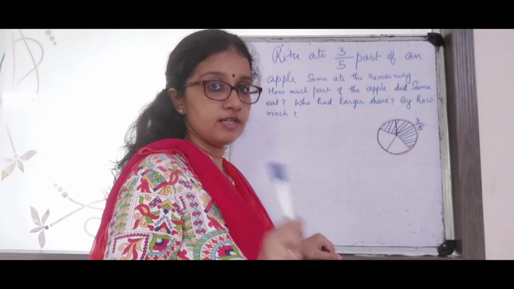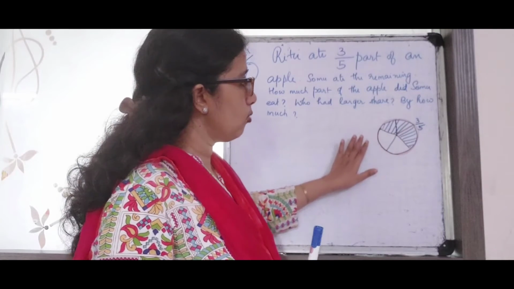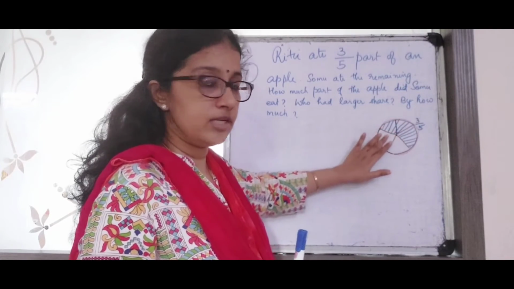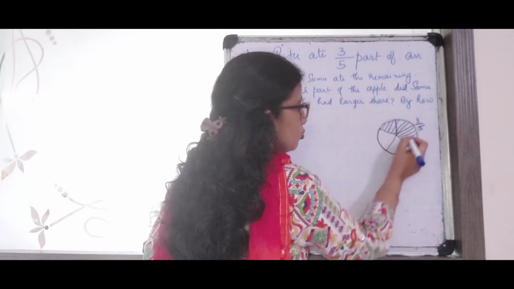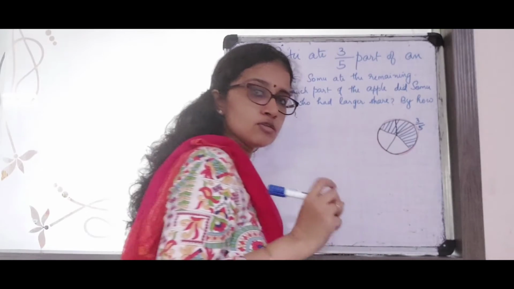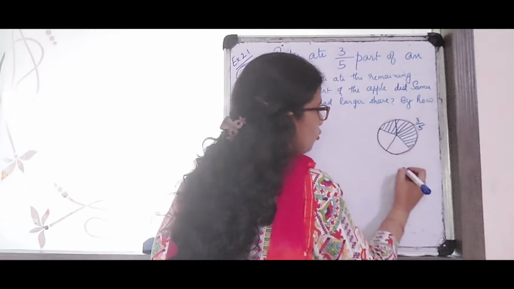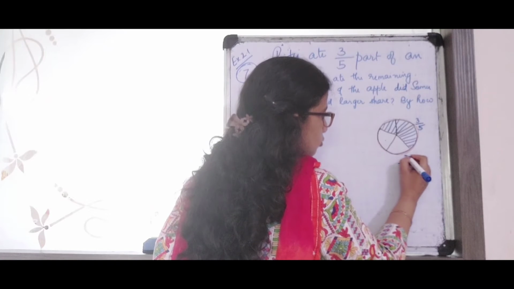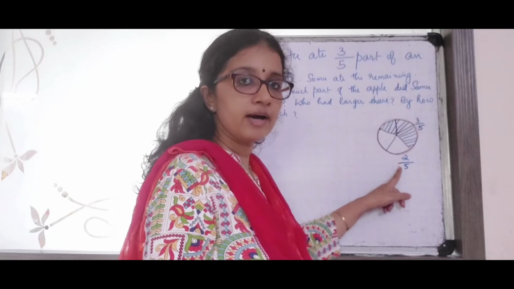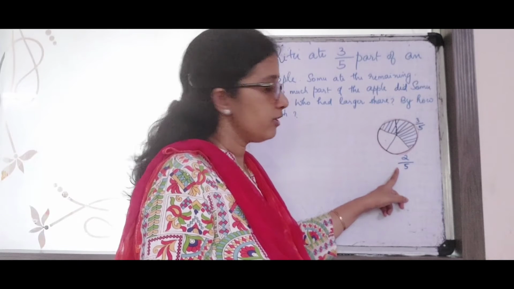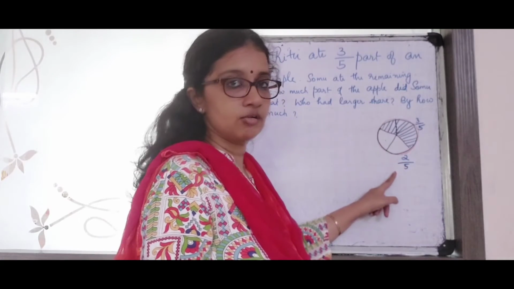Now first thing is that you can directly say from this figure that Somu ate the remaining part. Remaining means what? Out of 5, 3 was eaten by Ritu and 2 was eaten by Somu. So how can we represent this? Out of 5, 2 was eaten by Somu, right? So 2 by 5 is the part which Somu has eaten. This we can directly see from the figure and write it down.